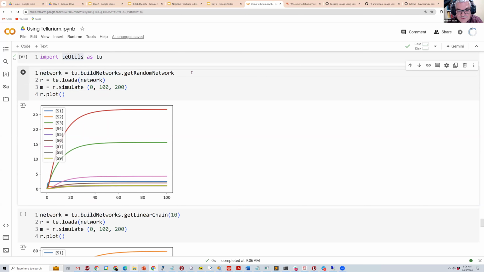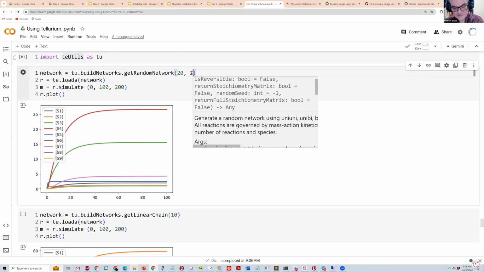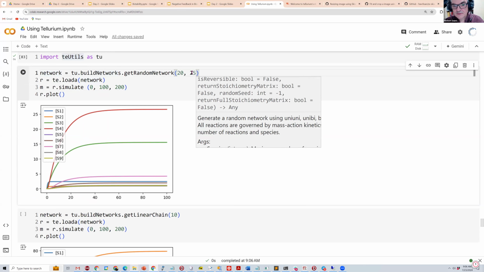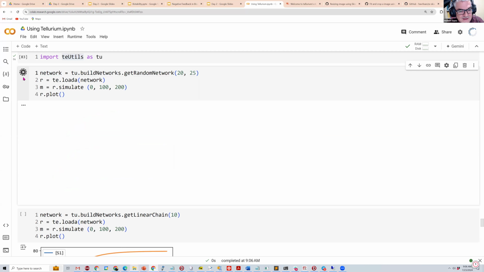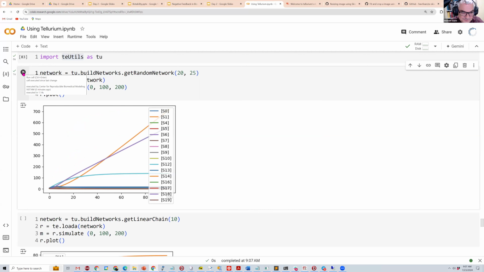I could do the random network, sorry. This time it takes the maximum number of species you want in the network and the maximum number of reactions you want. Now, those 20 species can be connected to any other species just randomly, okay? And this is where things can get more interesting. For example, this is a bad one because one of them is going off to infinity. I can run this again, get a different random model.